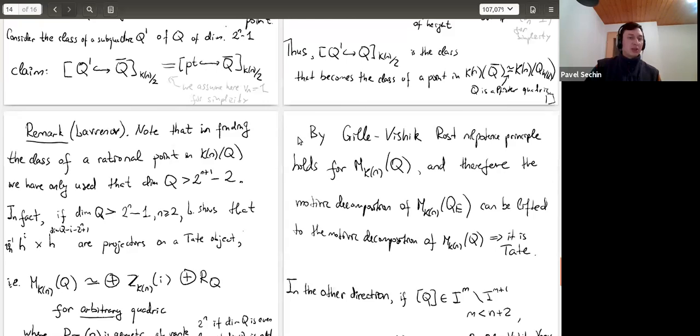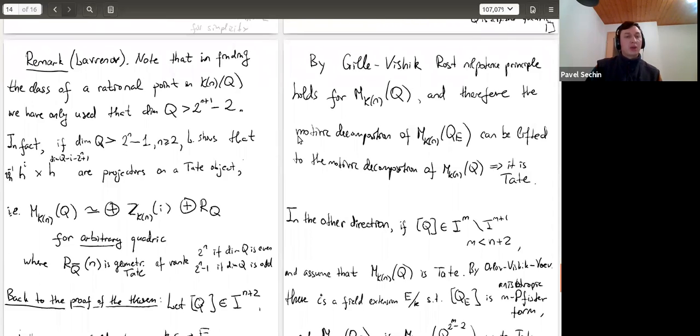Well, let me give you a small remark here: we have seen basically that on any quadric of sufficiently big dimension, you can find a class of a rational point in the Morava K-theory. In fact, for a quadric of sufficiently big dimension, you can find lots of projectors on Tate objects for the Morava motives of the quadric, and this is done by Andrei Lavrenov in his PhD thesis, and you can find a recent preprint of his with Nikita Semenov and Victor Petrov, where you can find this result.